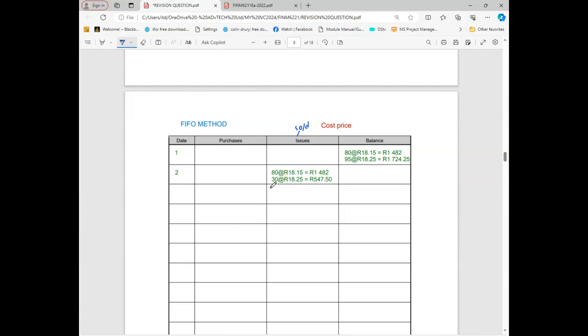Yes. And we sold 30 out of which stock? Out of the 95 units. Yes. So now if you sold, how much is the balance left here of the stock? Sixty-five units. At the price of? 18 rand 25 still. 18 rand 25. And how much is the value of that stock? It's 1,186.25.